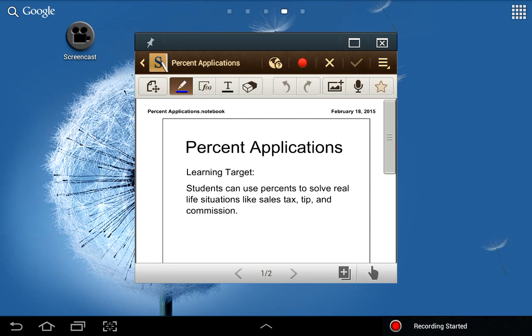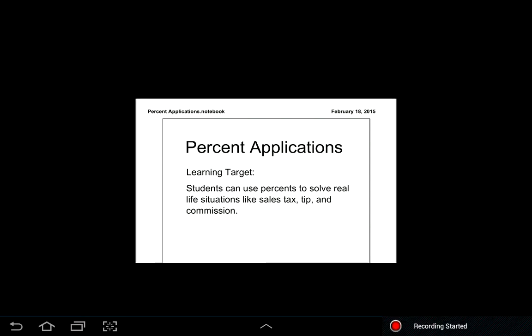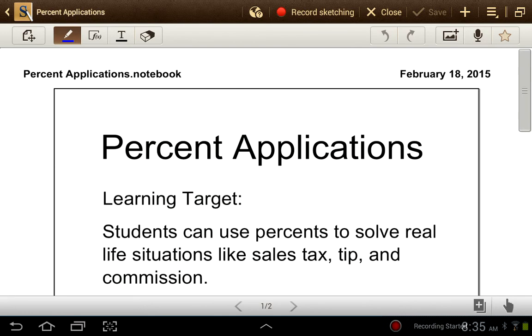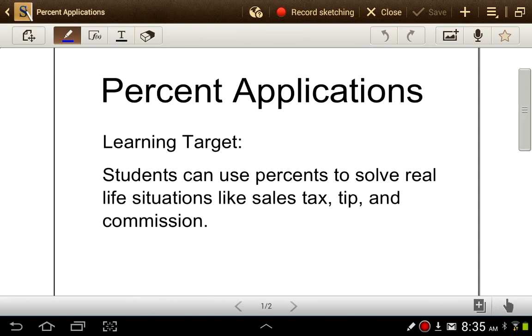Percent applications. Let's go over some of our percent applications today. We got really two main ideas that we're going to cover. The learning target is students can use percents to solve real-life situations like sales tax, tip, and commission. So we're going to talk about how you would use percents in real-life situations today. If you need to pause, go ahead. Otherwise, I will be moving on.